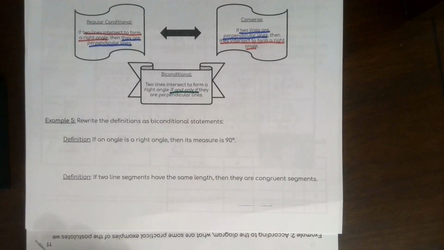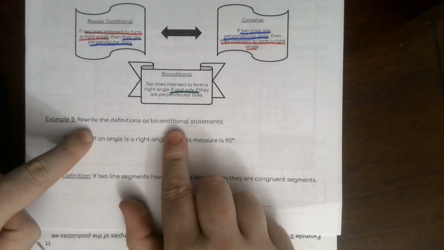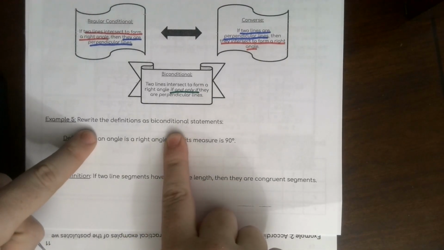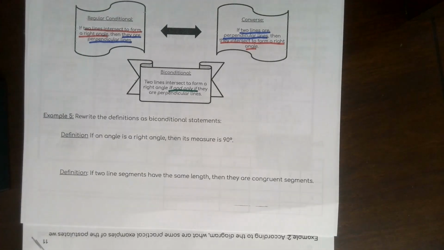So the last thing we're going to do for this main lesson here is to try out example 5. Again, we're taking away the words if and then, and putting an if and only if in the middle. So try out these two problems. I'm going to come back to you in just a minute to show you the answers.